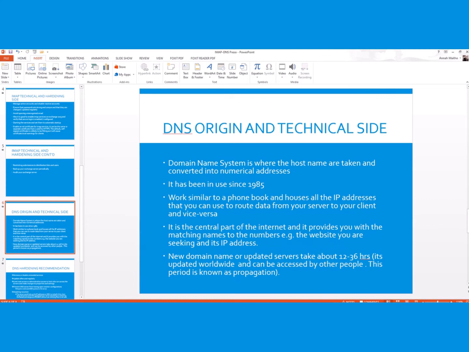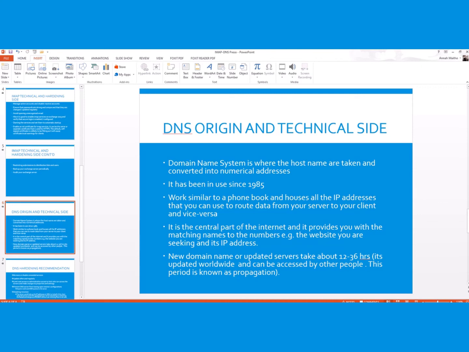It works similar to a phone book and uses all IP addresses that you can use to route data from your server to your client and vice versa. It is the central part of the internet and it provides you with matching names to the numbers. That is the website you're seeking and its IP address.